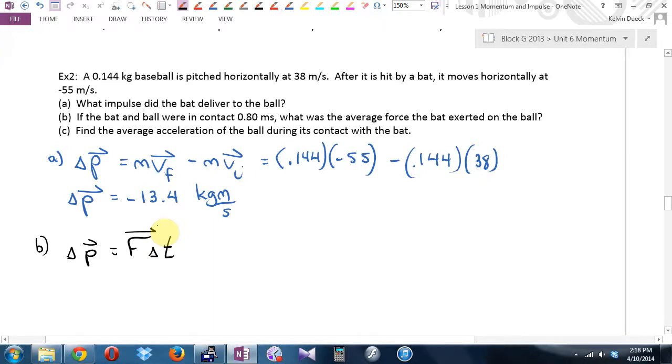Kyle, how would I get the force by itself? Did they give me the time in the question? They did? What's the time of impact? 0.8, careful, what? Milliseconds. We'll have to do a bit of a unit conversion. Suck it up. We can deal with it. Okay, so I agree, the force is going to be the impulse divided by the time.